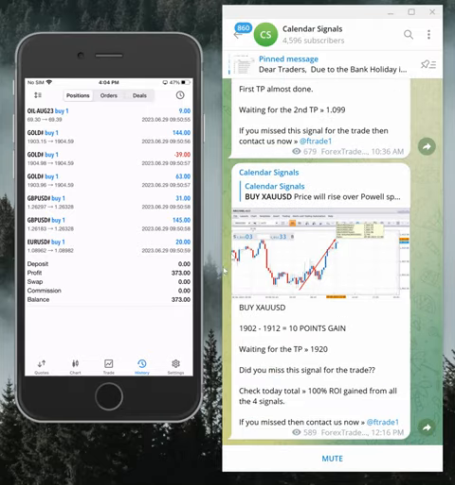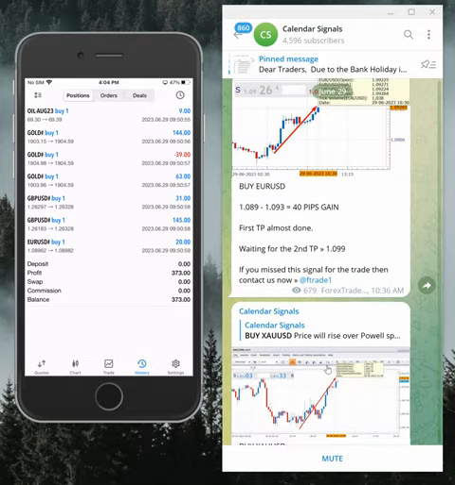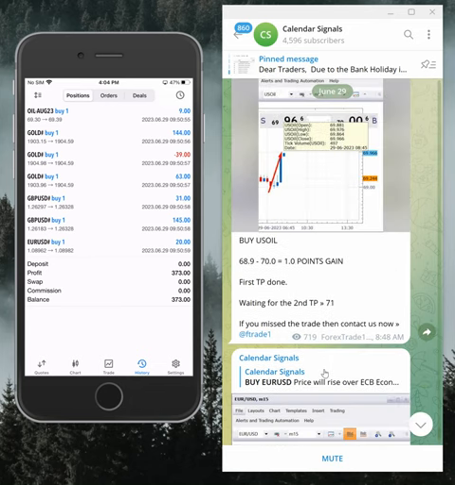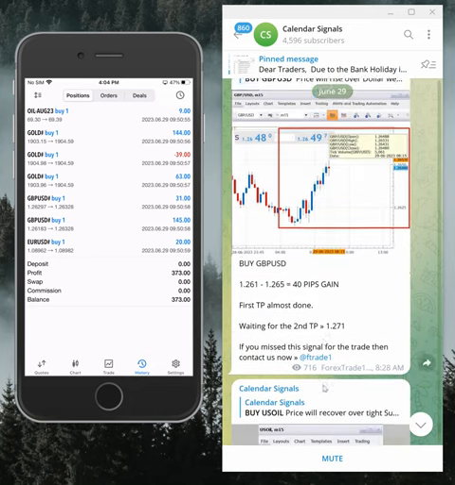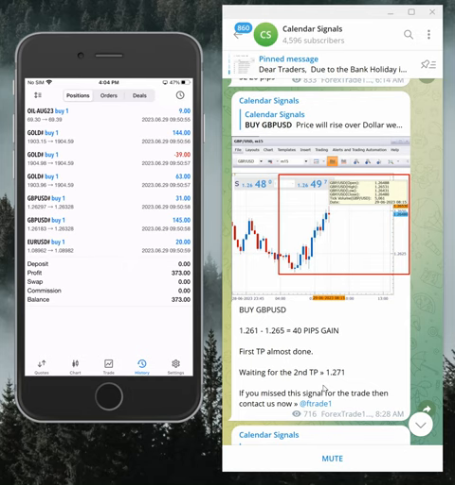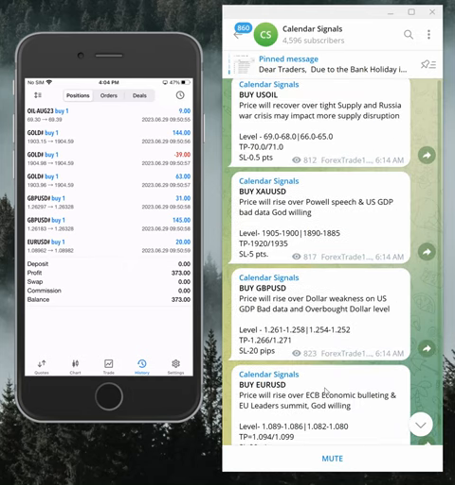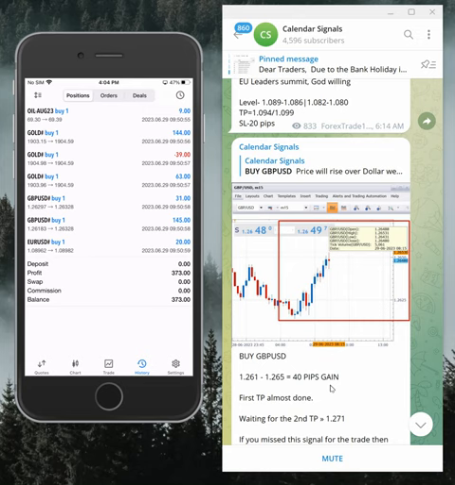And overall, our performance today is gold 10 points moved, then EURUSD 40 pips, and oil 1 point, and GBPUSD 40 pips gain. And this is the performance of today's calendar signals.